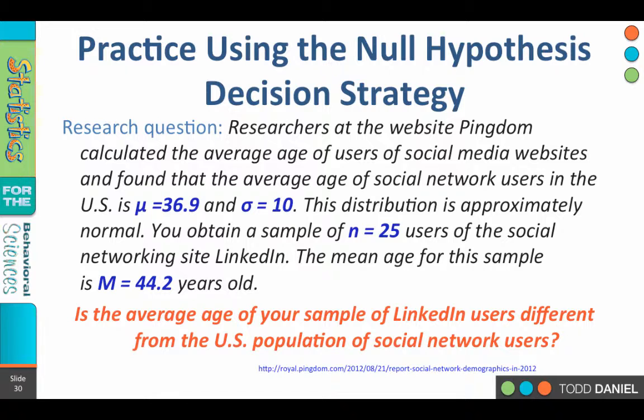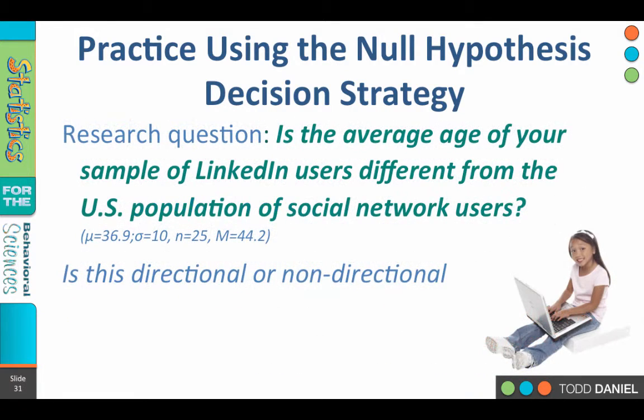So we know that on the average they're older, but is 44.2 statistically significantly different than 36.9? Is the average age of your sample of LinkedIn users different from the U.S. population of social network users? That is what we're going to test. So our research question becomes, is the average age of the sample of LinkedIn users different from the U.S. population of social network users?